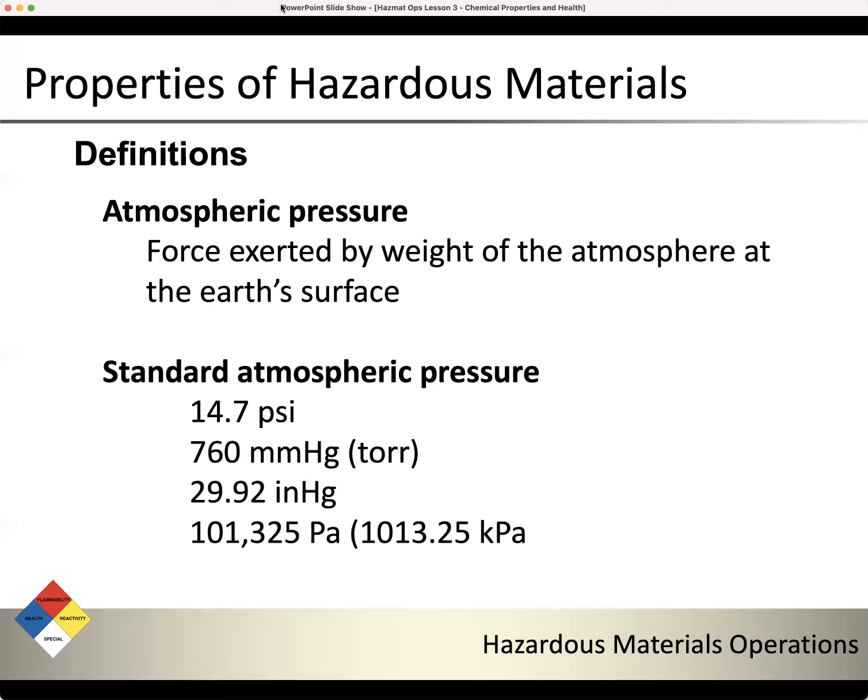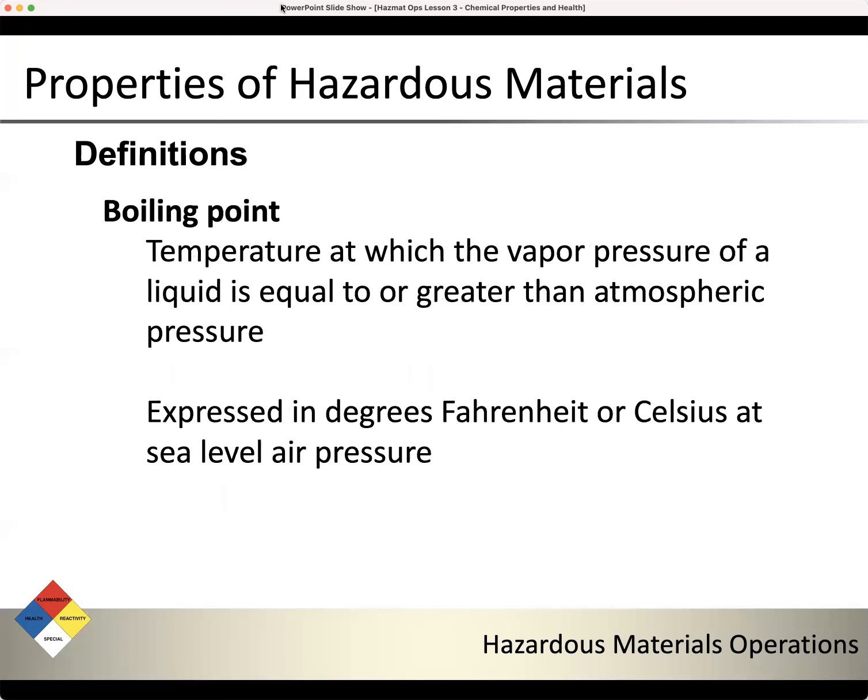Because different chemicals have vapor pressures listed in different units, it's a good idea to have an idea of what the standard atmospheric pressure is. That way you can get an idea of what that material is going to do. Boiling point, we talked about, is the temperature at which the vapor pressure of a liquid is equal to or greater than atmospheric pressure. It's expressed in degrees Fahrenheit or Celsius at sea level air pressure.